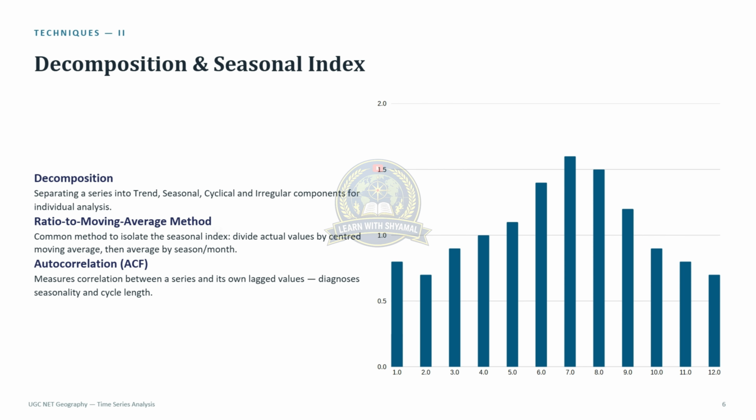Decomposition and seasonal index. Decomposition means separating a series into trend, seasonal, cyclical and irregular components for individual analysis. Ratio to moving average method: a common method to isolate the seasonal index, divide actual values by the centered moving average, then average by season and month. Autocorrelation measures correlation between a series and its own lagged values, diagnosing seasonality and cycle length.